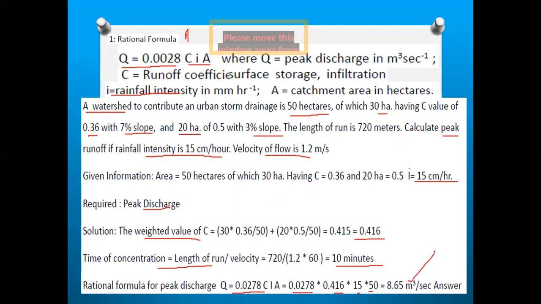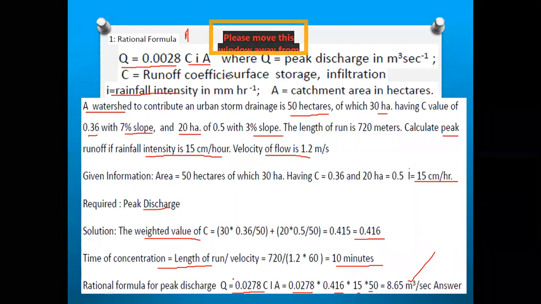So like this you have to do the calculation when you get this type of problem. The total is 50 hectares; 30 have some slope and 20 have some other slope. The length is given and you calculate the peak runoff. So you have to do the problems in this manner. They are very simple problems, the only thing is you have to practice.